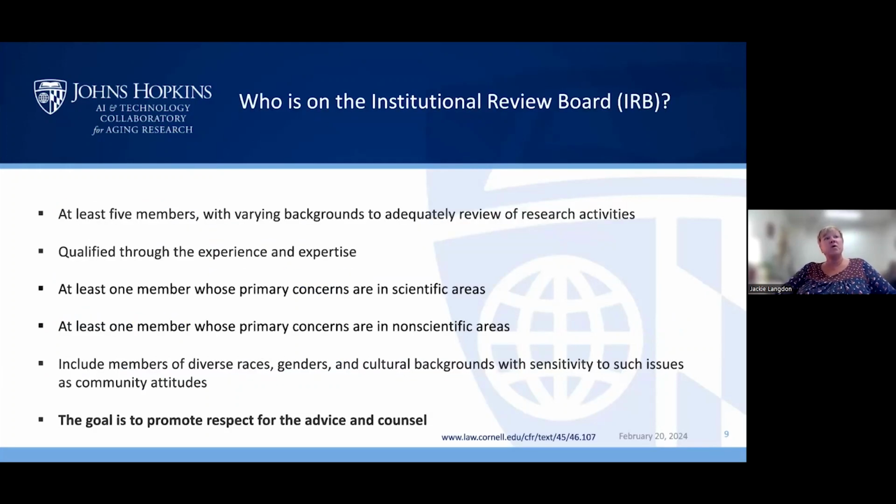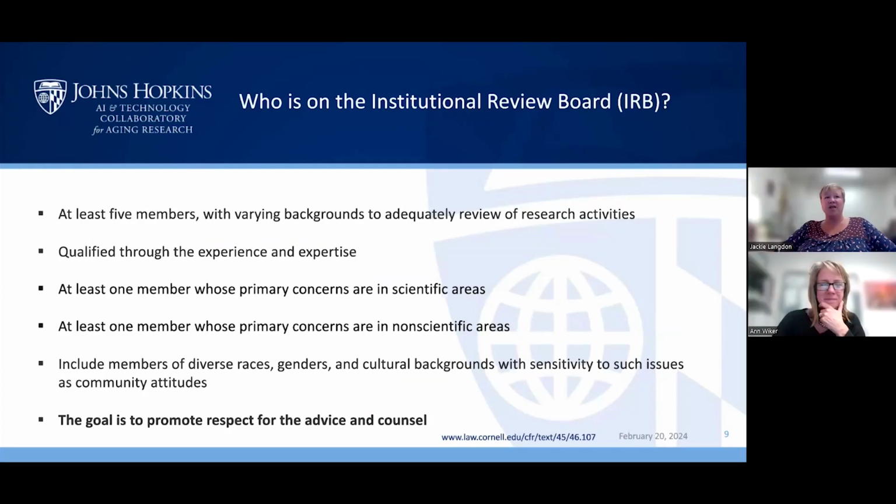All right, so who is an IRB? What are they? An IRB must have 5 members with varying backgrounds, and they must be able to adequately review research activities. They could be qualified to do this through experience or their expertise. One member has to have the primary concern of the scientific areas of the protocol, and one member has to have a primary concern that is non-scientific.